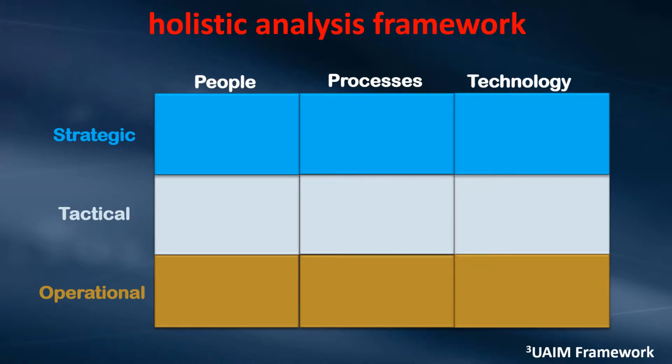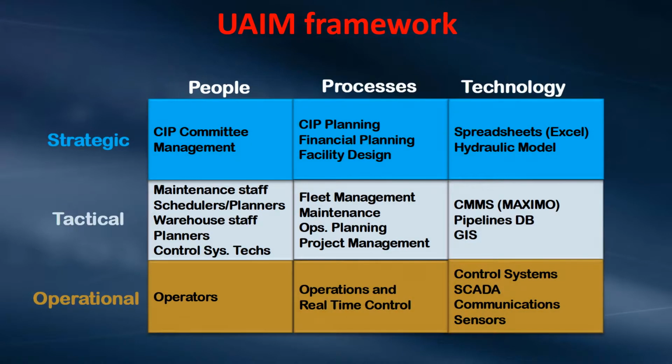This is a conceptual model, a holistic framework for describing how a utility functions. It uses people, processes, and technology to accomplish work on different levels. This framework provides us with a map that spans across the entire organization and helps us navigate these complexities. Here are some examples of business units, processes, and technologies on these three levels.